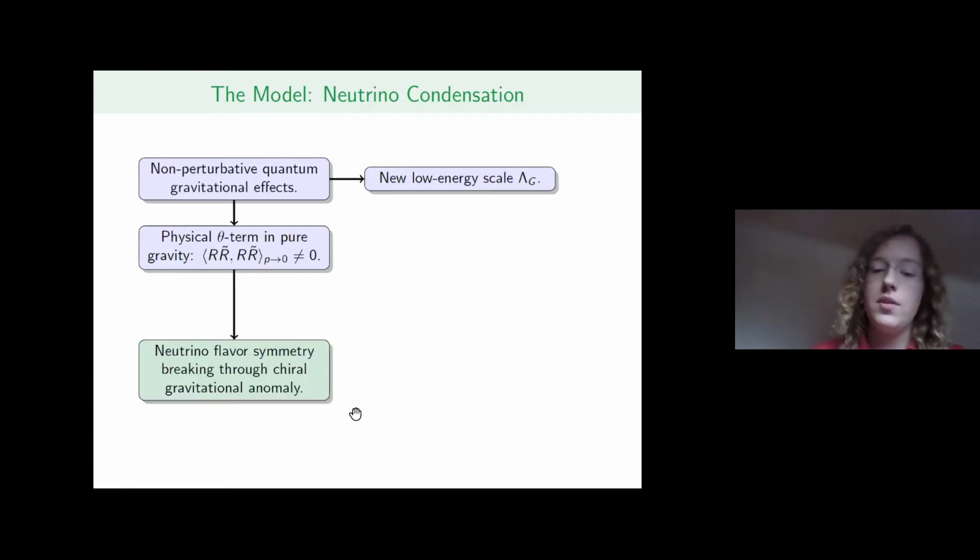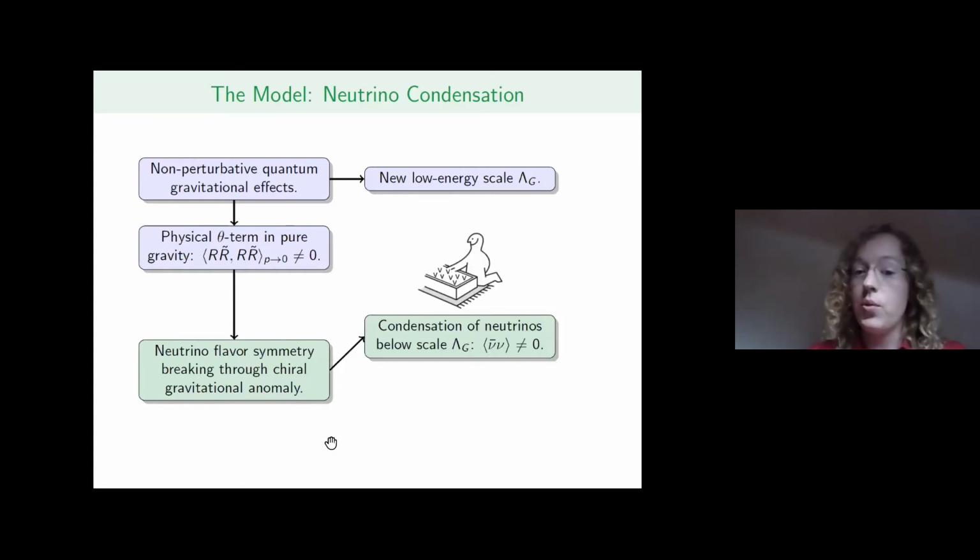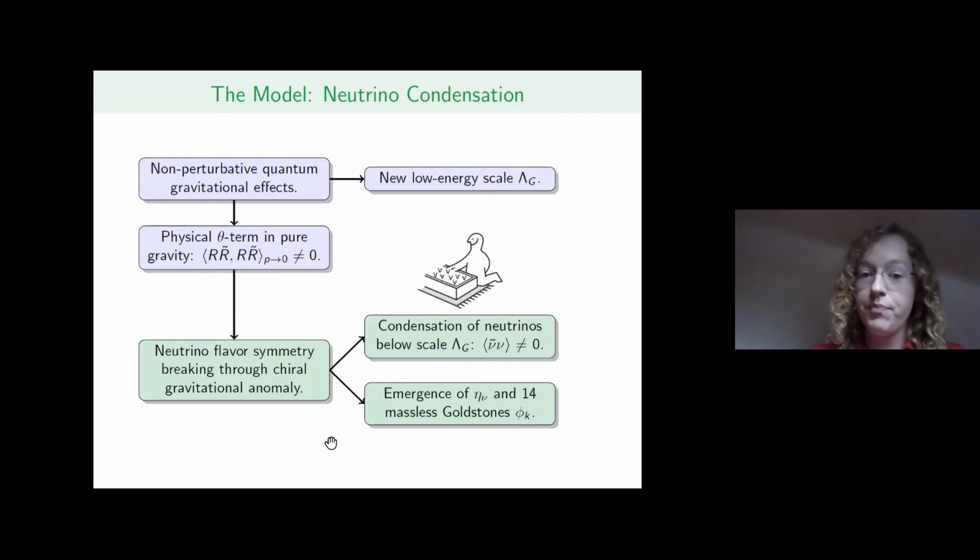Now if we couple gravity to neutrinos minimally, we see that this is inducing flavor symmetry breaking in the neutrino sector, and we were able to prove this by using this gravitational anomaly equation, which I showed on the previous slide. And as I mentioned, this gives rise to a condensation of neutrinos, and this is happening below this new energy scale lambda g. And this gives rise to this massive eta nu boson and 14 additional massless Goldstones. The reason why these 14 additional Goldstones are massless is that the neutrinos don't have a mass to begin with. So we assume that they're massless in the standard model.